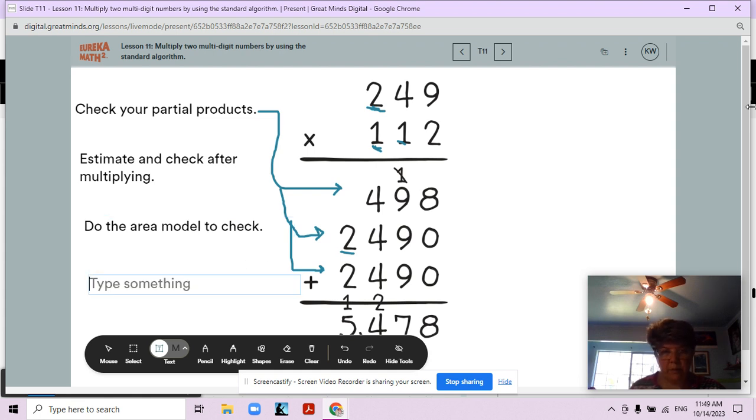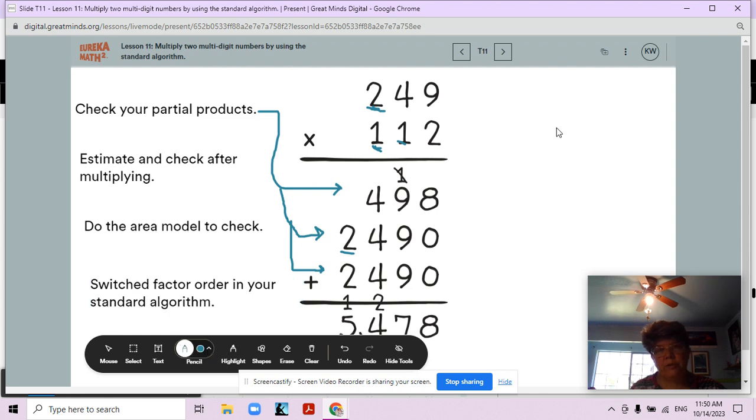And then what if you switched your factor order in your standard algorithm, right? Instead of 249 times 112, what if you did 112 times 249? Especially if you have the same number of digits, you know, that's like perfect. And then maybe your answer is going to be different because you're going to remember something along the way. So 4 different ways to check your work.